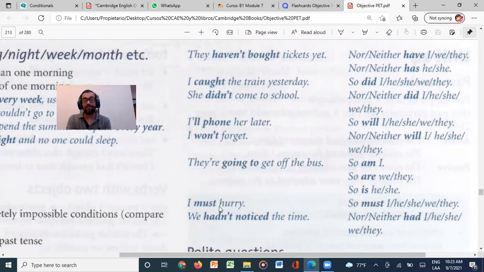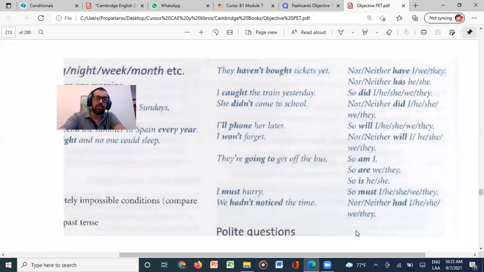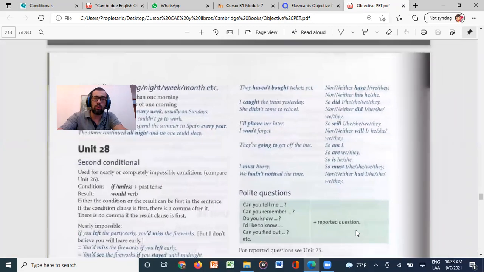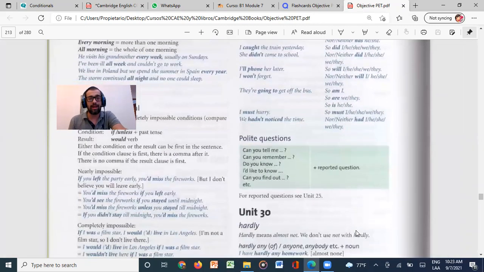With this modal, must, use must. I must hurry. Well, so must I, or so must he, or so must she. Or we hadn't noticed the time, nor neither had I, he, she, we, or they. So this is a way to talk about if you agree with something, even if you agree with something positive or if you agree with something negative.